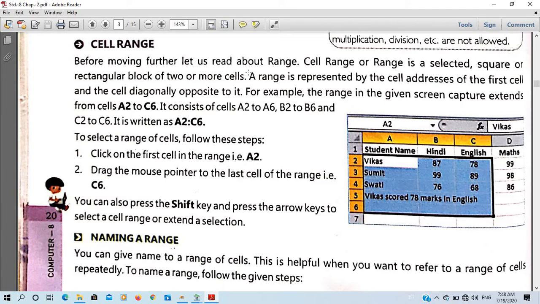Before moving further, let us read about the range of cells. A range is a selected square or rectangular block of two or more cells. A range is represented by the cell addresses of the first cell and the cell diagonally opposite to it. You can see here Vikas, and in the last diagonal cell, the last one is C6.